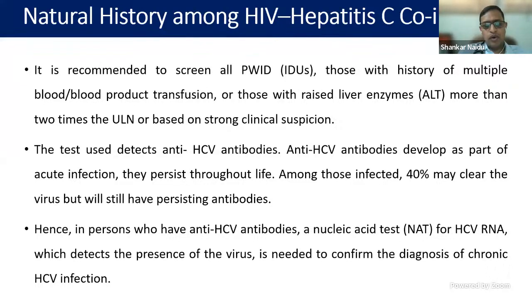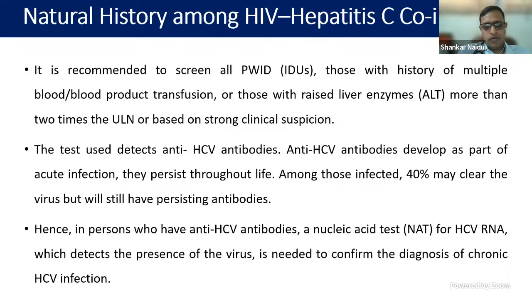Usually, anti-hepatitis C antibodies develop during the acute HCV infection, and they usually persist throughout life, irrespective of the status of the hepatitis C infection. So, even those patients who have cleared the infection on their own at the stage of acute hepatitis C can continue to have these antibodies. So, to confirm the presence of chronic hepatitis C infection, we should always test the HCV RNA levels and then confirm the diagnosis of chronic hepatitis C.